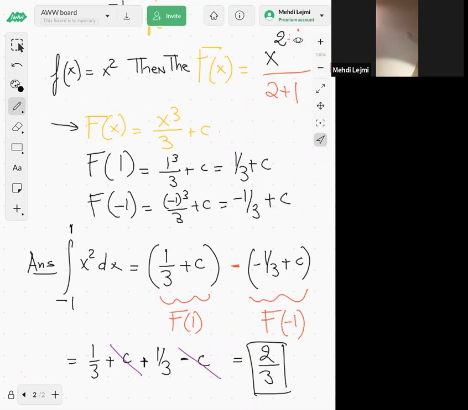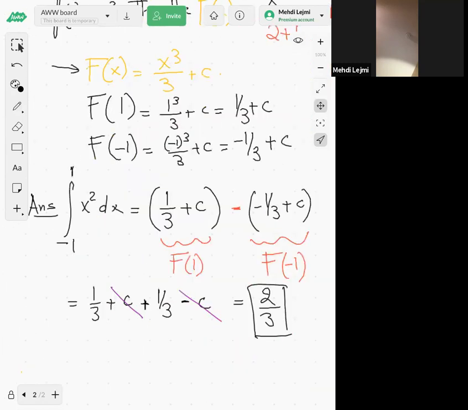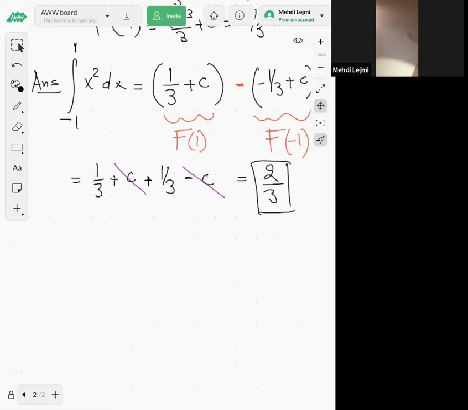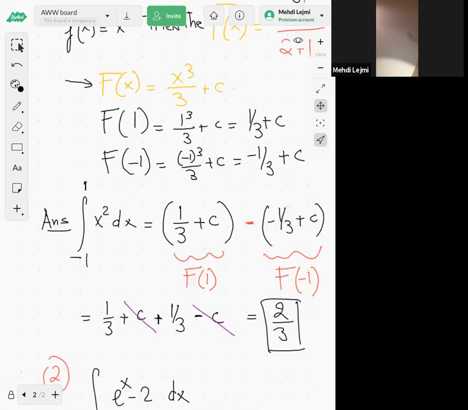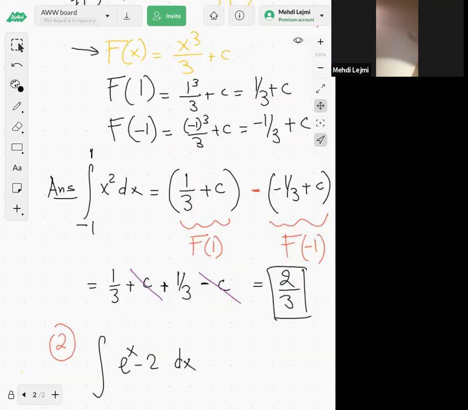All right, so for number two, we have this e to the x minus 2. So it's the integral of e to the x minus 2 dx, from 0 to 1, right? If I'm not mistaken, yes. So it's from 0 to 1.